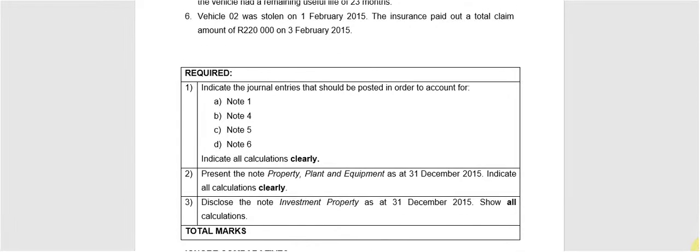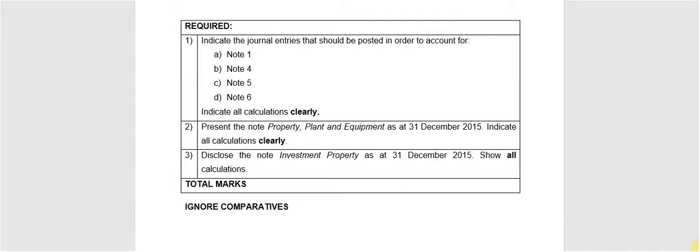In the required part of this question, they ask you to do in number 1, the journal entries relating to note 1, note 4, note 5, and note 6. In the required number 2, they ask you to present the PPE note as of 31st December 2015 to indicate all your calculations clearly. And in required number 3, they ask you to disclose the note investment property as at 31st December and show all your calculations. Additionally, you are told you can ignore the comparatives.